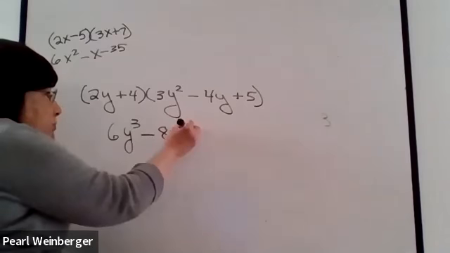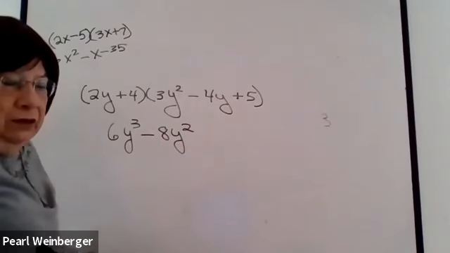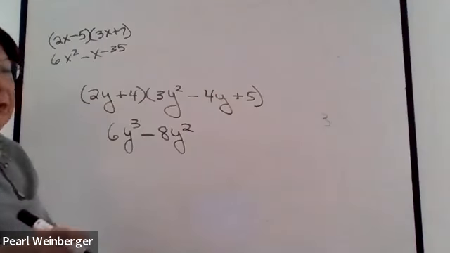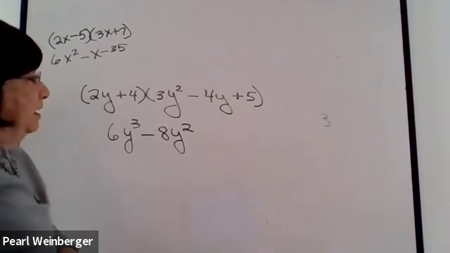Then I did 2y times -4. That gave me -8y squared. Why is it y squared? Because it's y times y. There's a 1 y right here and 1 y right here. There's a 1 here and a 1 here, those invisible ones. Okay. And then I did 2 times 5. It gave me 10y.